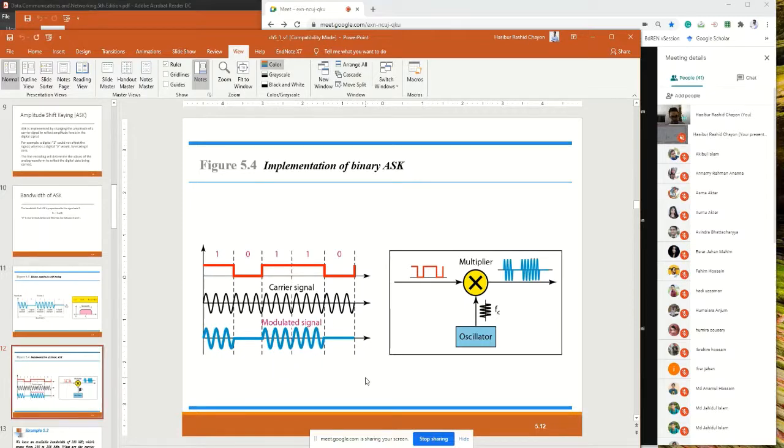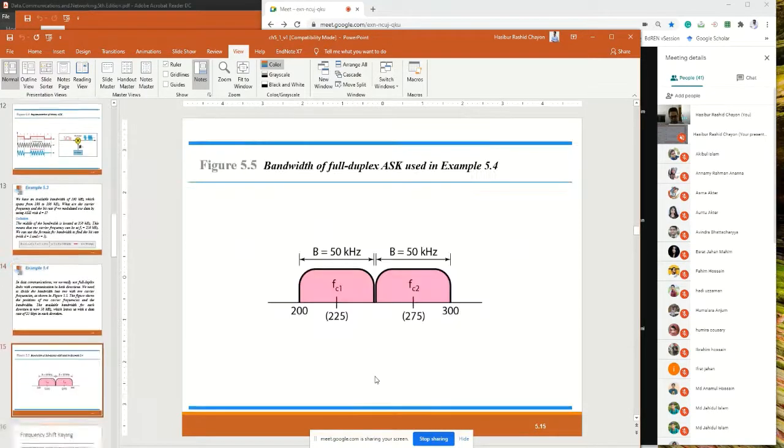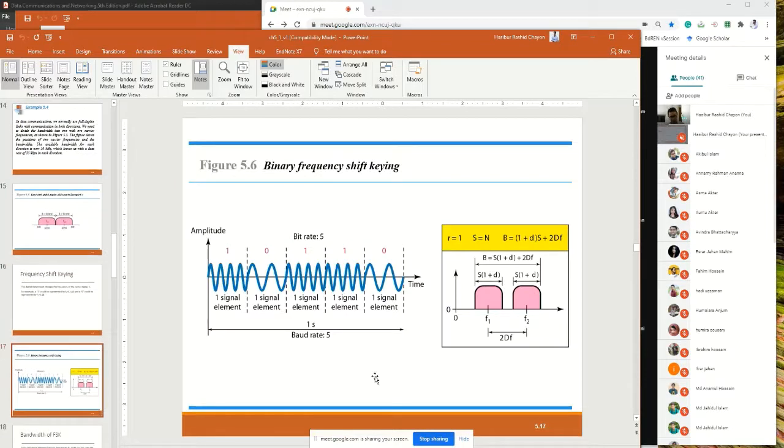All right. So let's go to the next one. If you understand the previous one, the rest of the two I don't need to explain. Now you will explain this one. This is frequency shift keying, the second type of modulation. So what do you understand by this? Look at the picture.